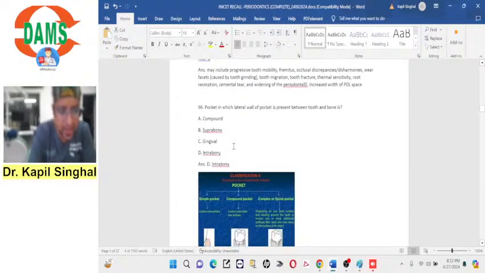Next question, pocket in which the lateral wall of the pocket is present between tooth and bone. When the pocket is present between tooth and bone, it means it is below the base of the sulcus. So it means the pocket is an infrabony pocket, also known as an intrabony pocket. So the answer here would be D.